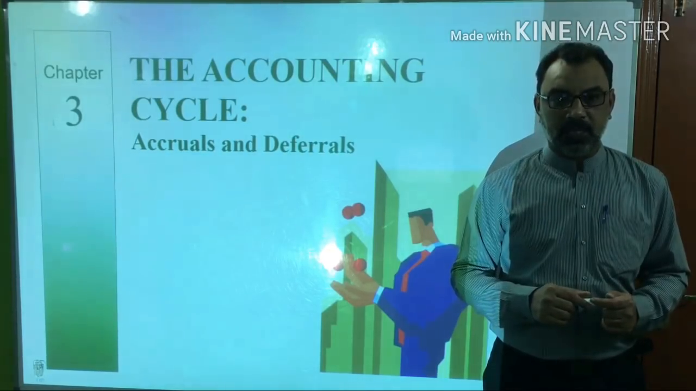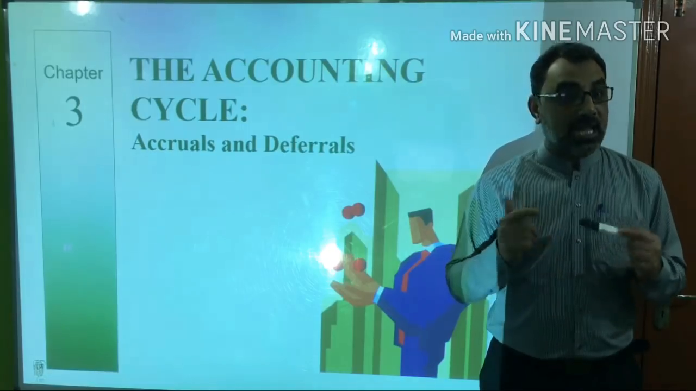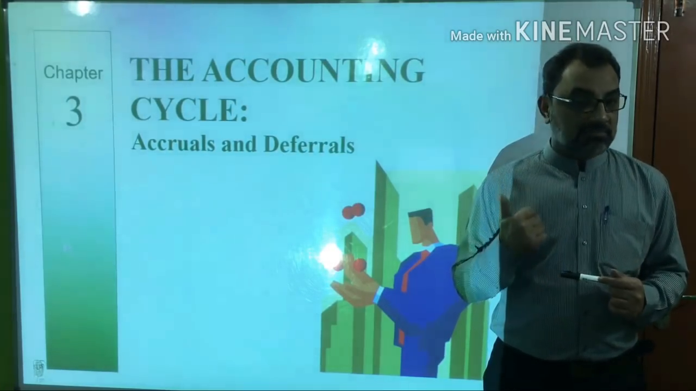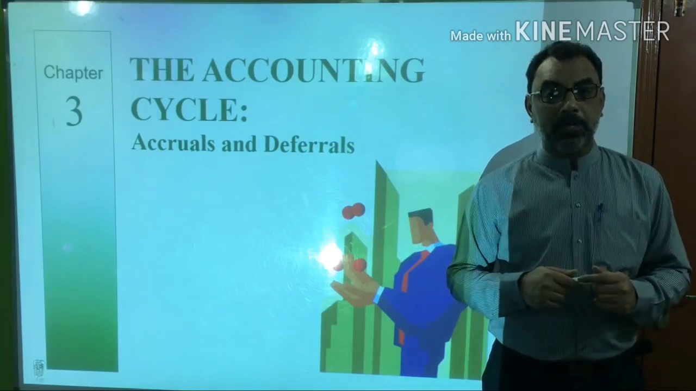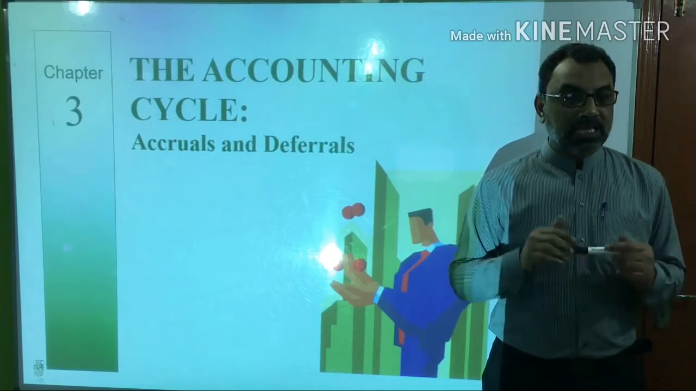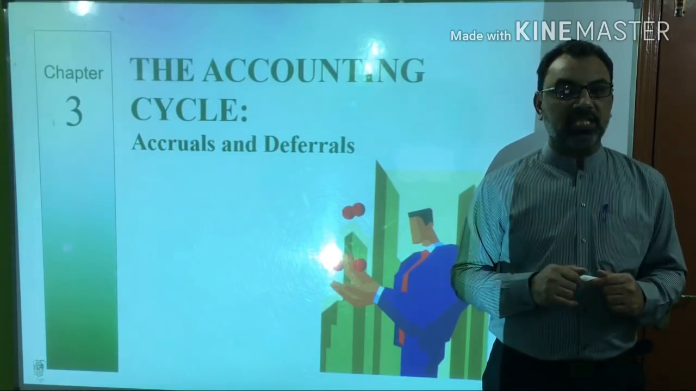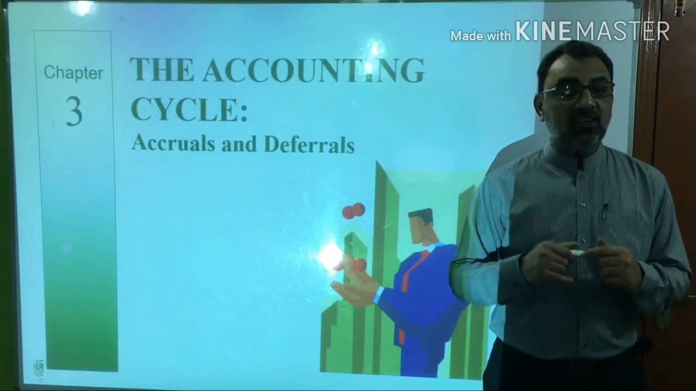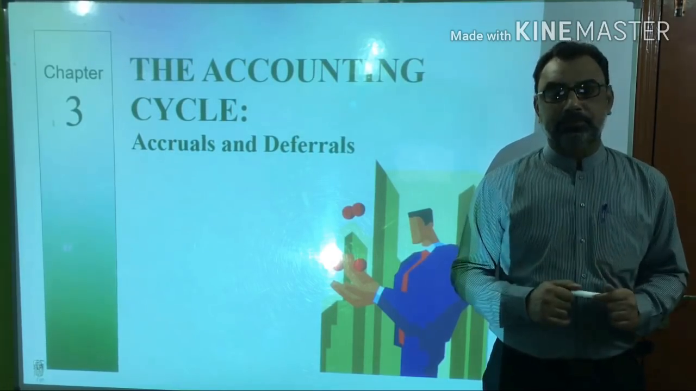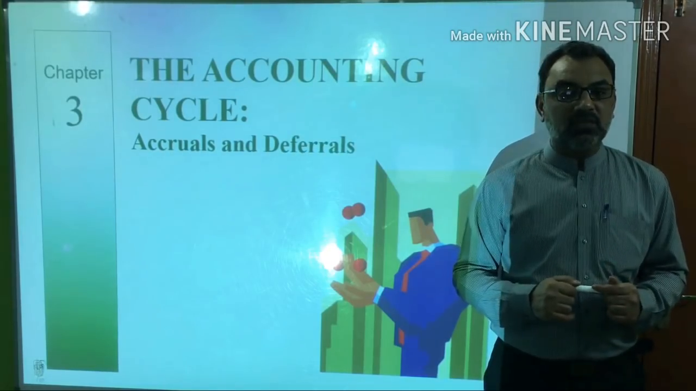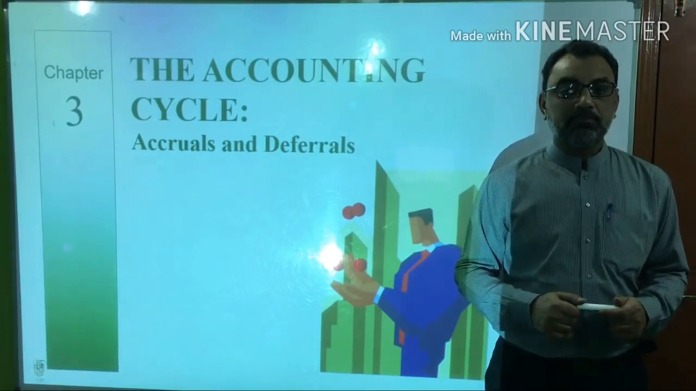prior to the preparation of financial statements. The first three steps of the accounting cycle were discussed in the previous lectures. They include recording transactions, posting transactions, and preparing a trial balance. In this lecture, we focus solely upon the fourth step of the accounting cycle, performing the end of period adjustments required to measure business income. The remaining steps of the cycle are covered in the upcoming videos.